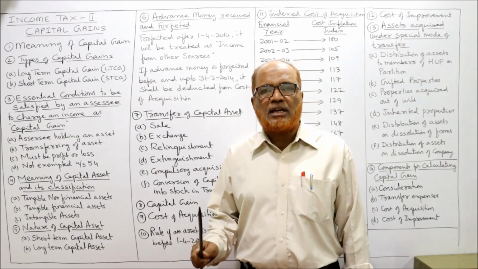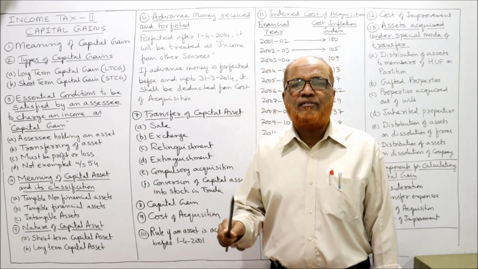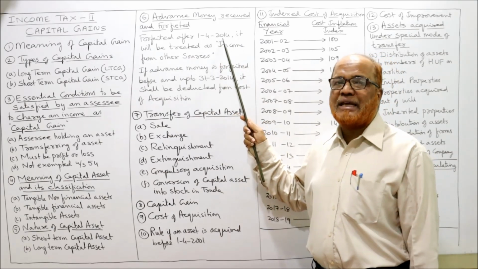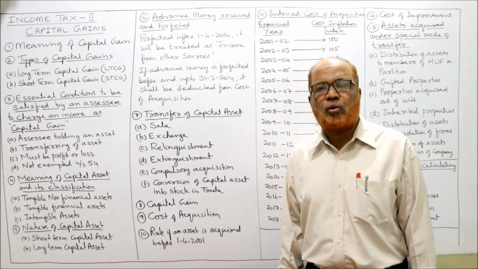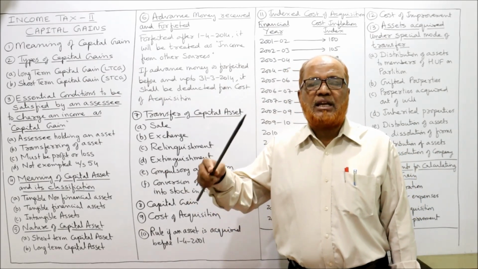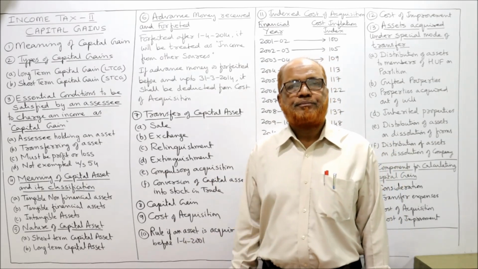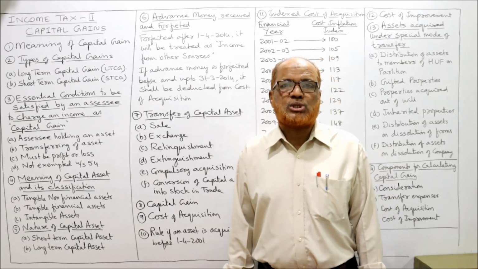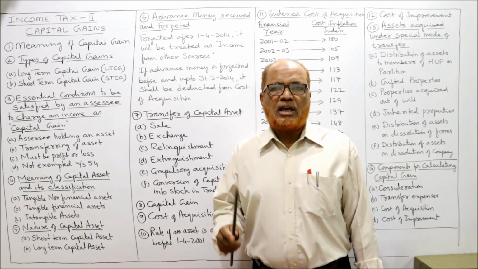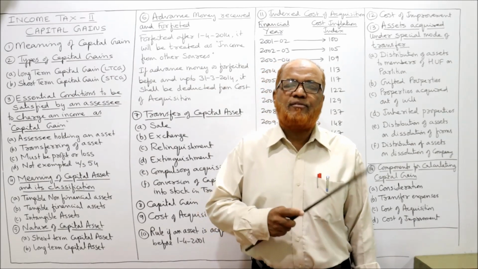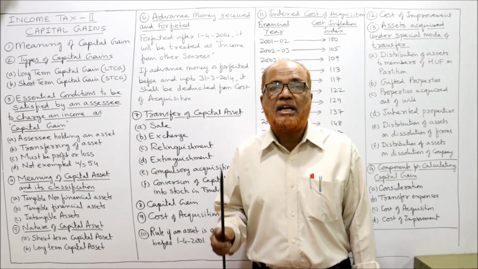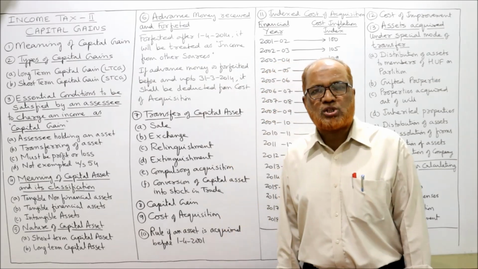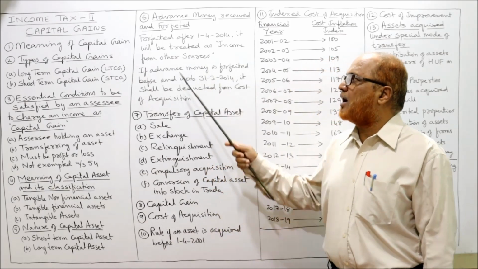If the advance money is forfeited after 1/4/2014, remember the date, 1st April 2014, then this advance money forfeited will be taxable under income from other sources. If the advance money is forfeited before 1/4/2014, it will be deducted from the cost of acquisition. These are the provisions regarding advance money.